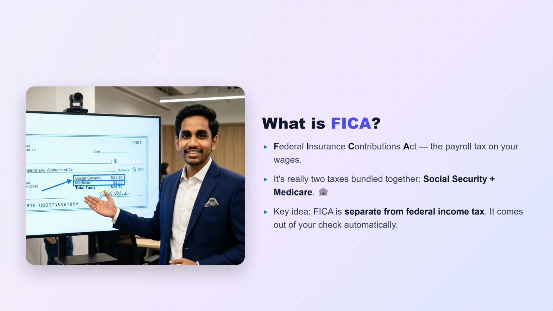Now let's talk FICA. FICA stands for the Federal Insurance Contributions Act. In plain English, it's the payroll tax on your wages. And here's the key. It's really two taxes bundled into one, Social Security and Medicare. The most important thing to remember is this. FICA is completely separate from your federal income tax. It comes straight out of your paycheck automatically, before you ever see the money.